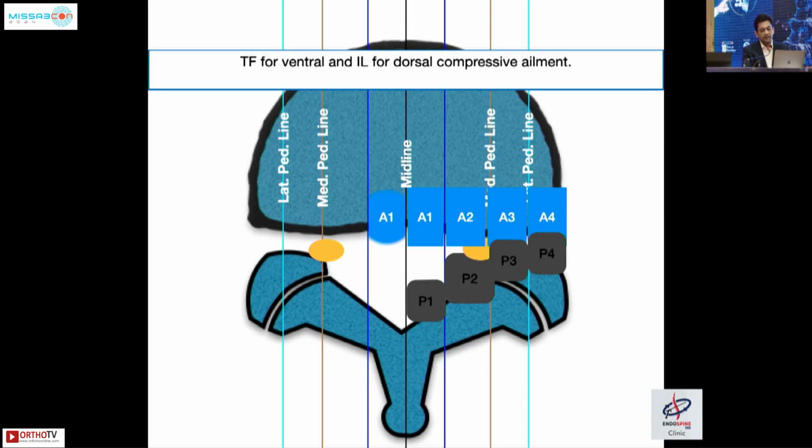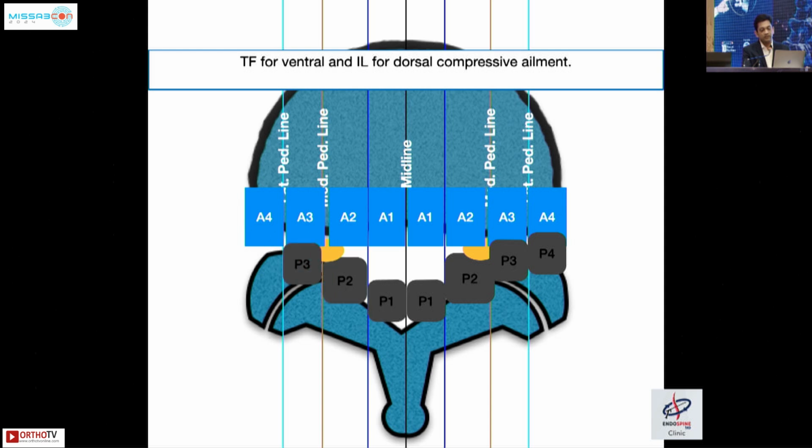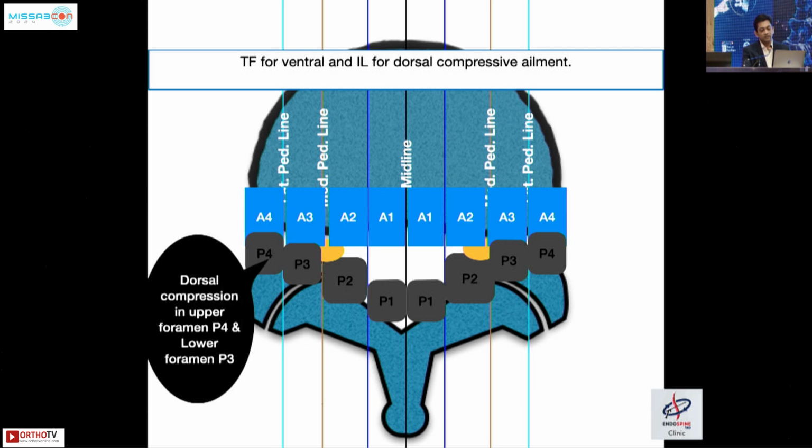When we see the anterior and the posterior components, A1 means central herniation, A2 means paracentral, A3 is foraminal herniation, and A4 is extraforaminal herniation. When we see the P1, P2, P3, P4 areas, P1 is central stenosis, P2 is lateral recess stenosis, P3 is foraminal stenosis in the lower foramen, and P4 is upper foraminal stenosis, maybe SAP syndrome or far-out syndrome.